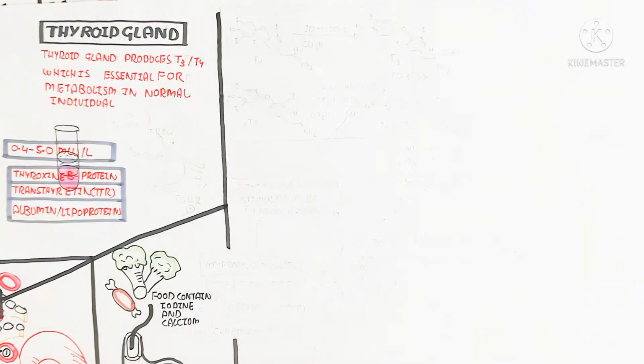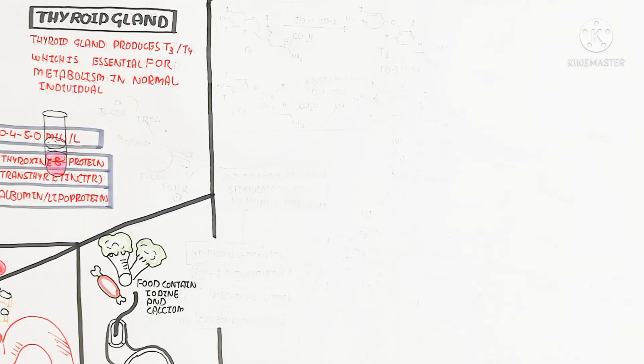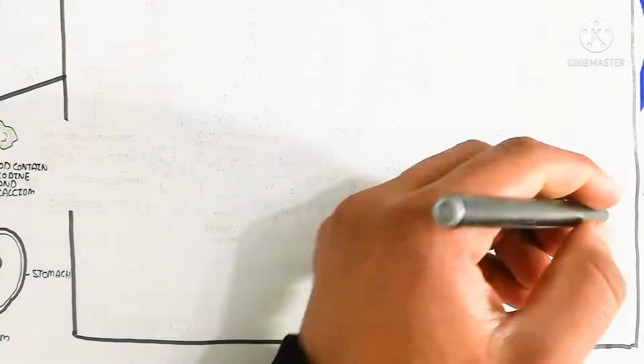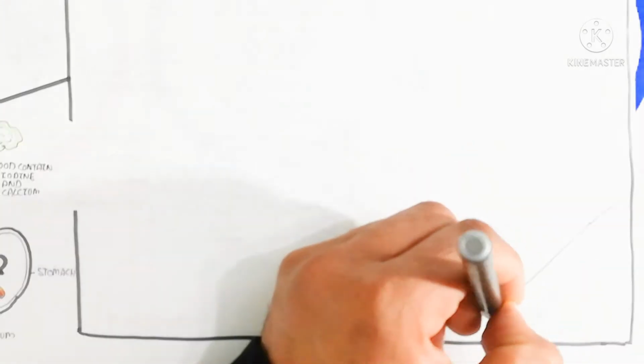In this way, negative feedback occurs after high production of thyroid hormone, acting on the hypothalamus to shut down further stimulus. So let's begin to understand.